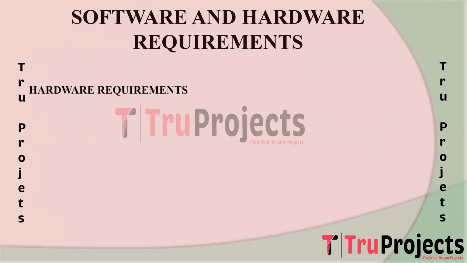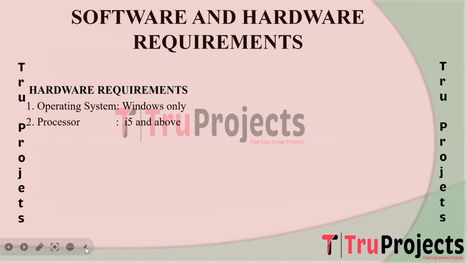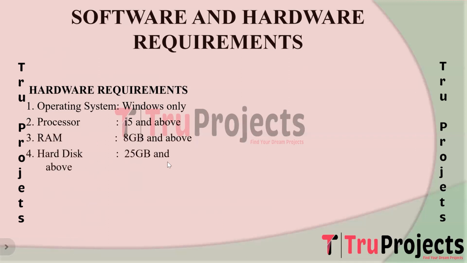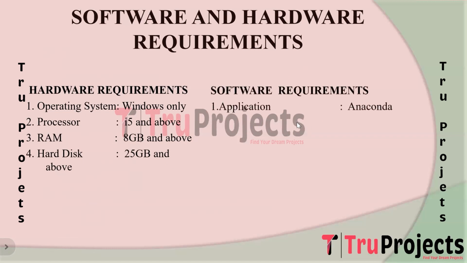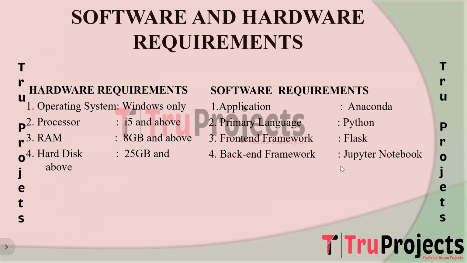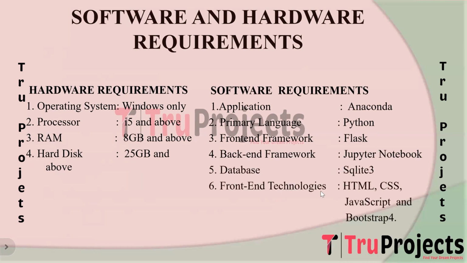Software and hardware requirements. Hardware requirements of the project are operating system of Windows, processor of Intel i3 and above, RAM of 8GB and above, hard disk of 25GB and above. Software requirements of the project are application is Anaconda, primary language is Python, front-end framework is Flask, back-end framework is Jupyter Notebook, database is SQLite 3. Front-end technologies used in the project are HTML, CSS, JavaScript and Bootstrap 4.